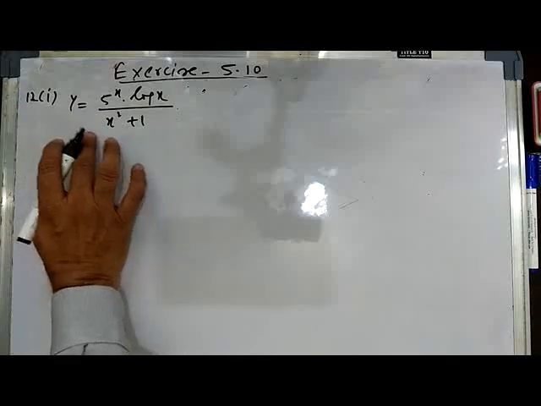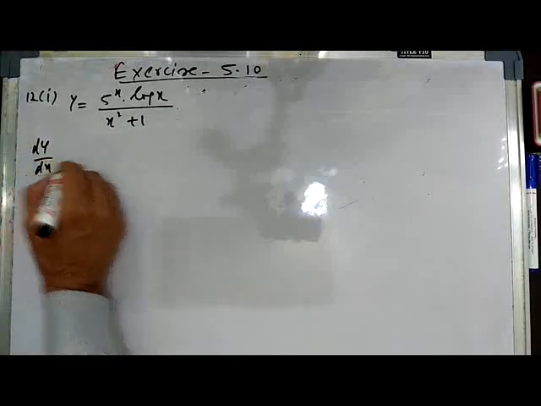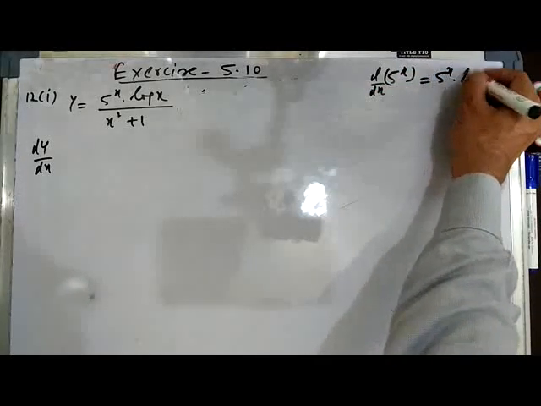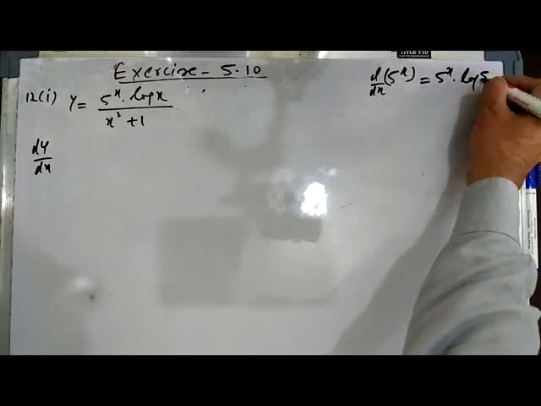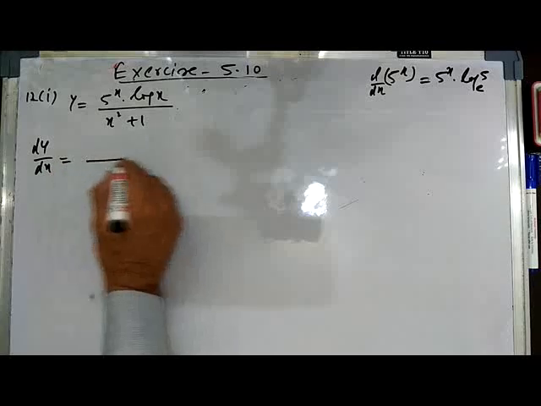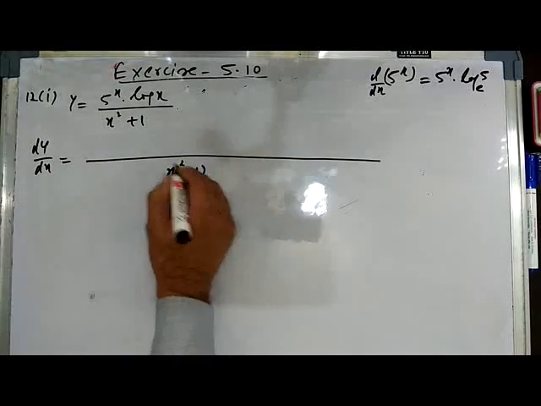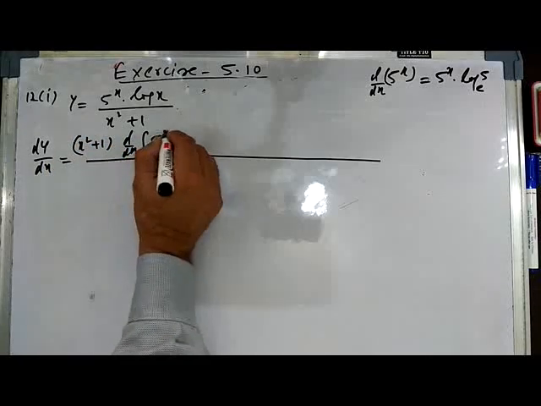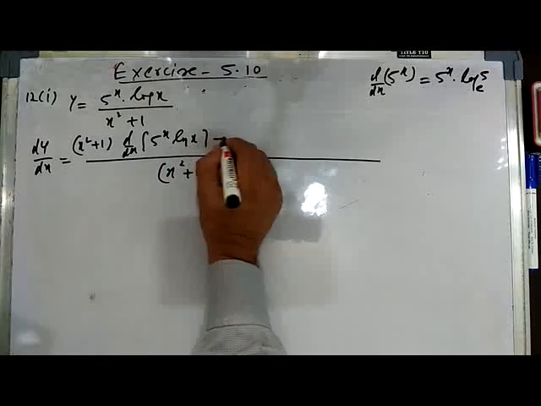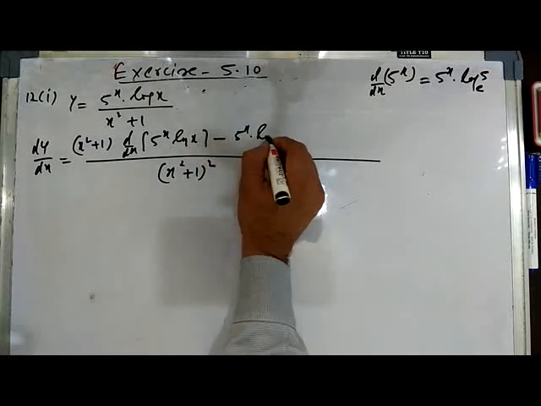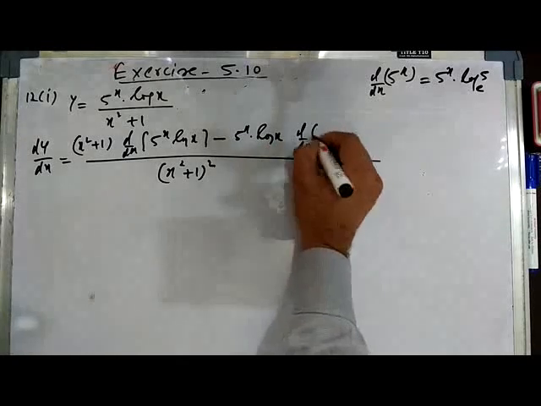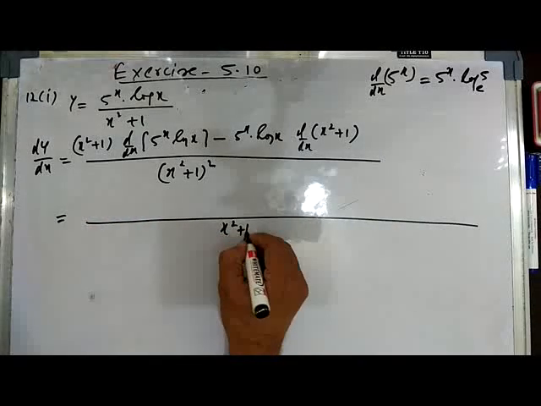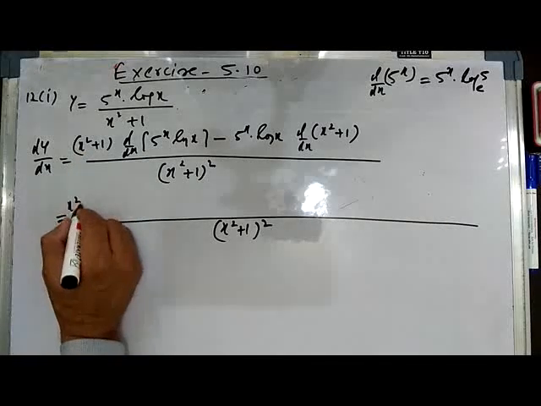Once again, to see the differential of this, see dy/dx. Before this, I would like to tell you that the differential of 5 to the power x is nothing but 5 to the power x log 5 to the base e. So according to the quotient rule, x square plus 1 whole square, x square plus 1 into the differential of 5 to the power x log x minus 5 to the power x into log x and the differential of x square plus 1. So remember x square plus 1 whole square. Here x square plus 1 as it is.